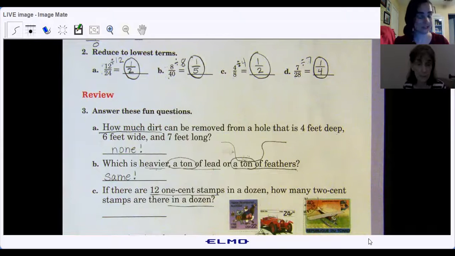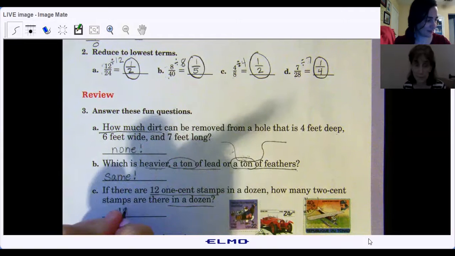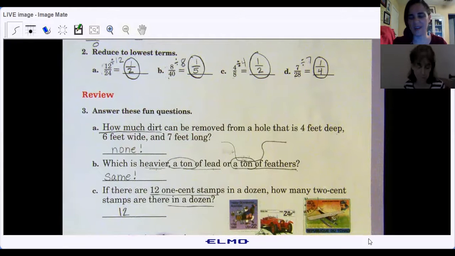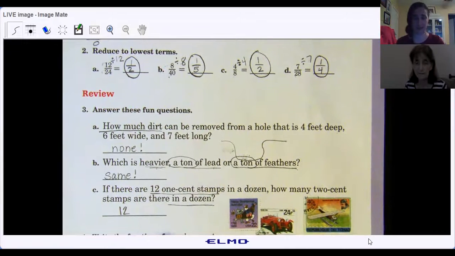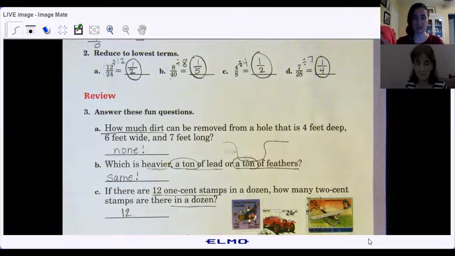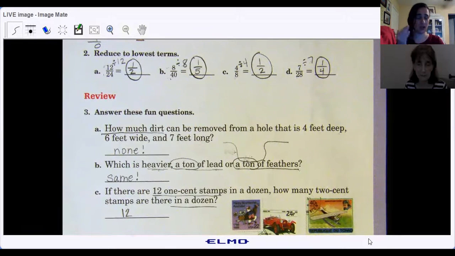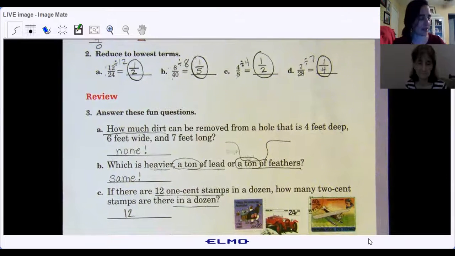There are 12 things in a dozen. That's all they want to know, 12 things. So 12 is your answer. These are all trick questions, but what we find with trick questions is some people do a lot more work than they need to. So that's why it's so important going forward that you pay really close attention to what questions are asking so they don't trick you. All right, that was fun.